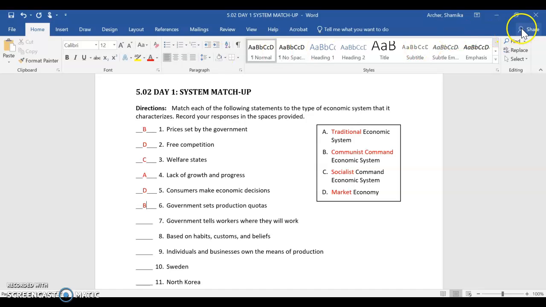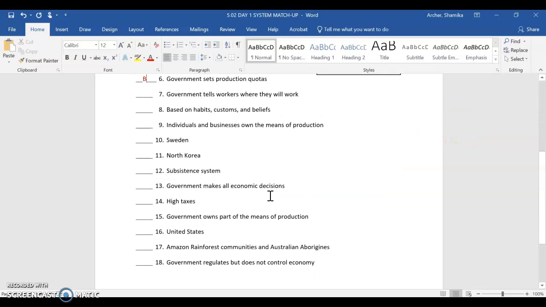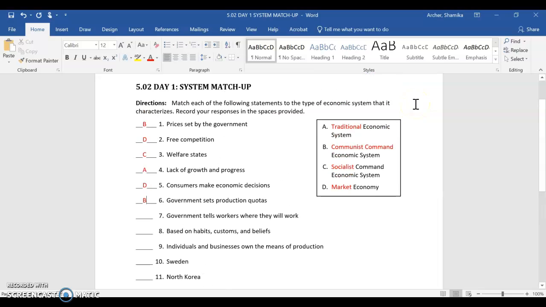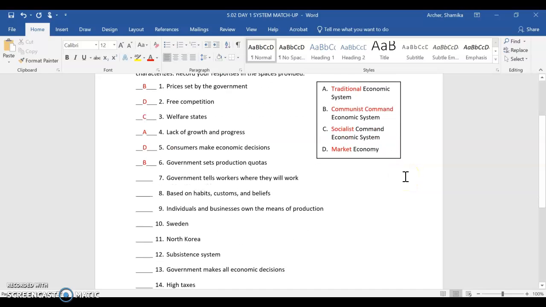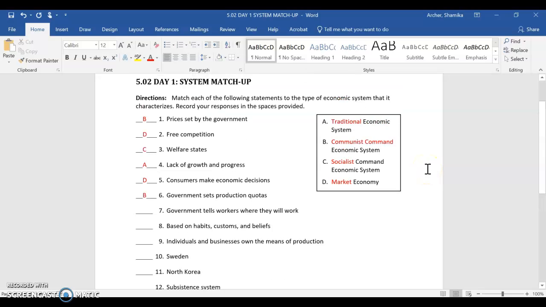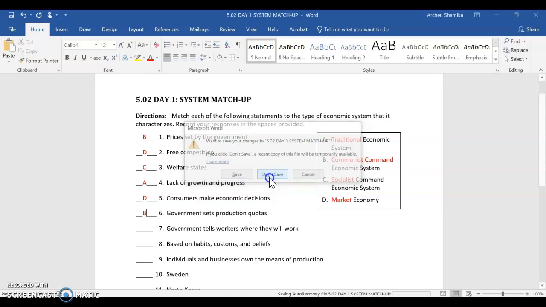All right. So make sure you guys have the remainder done. You have 7 through 18 to do on your own. And again, you're only using A, which is traditional economic, B, communist command, C, socialist command economic system, or D, market economic system. So this is what you're using for the 502 market matchup.